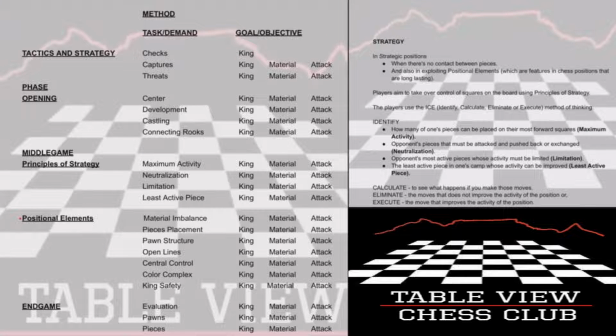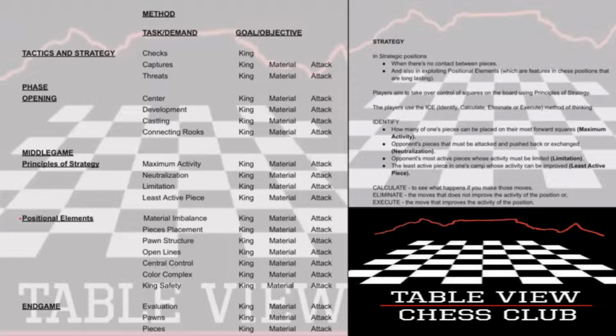Also, if there are pieces on the board that are contesting for squares, but the contact between pieces does not yield an advantage, in those positions you use strategy to bring about and to exploit positional elements. These positional elements are features in chess positions that are of an enduring nature. Once that structure is there, it lasts longer. So now you're looking at structures that you use strategy on.